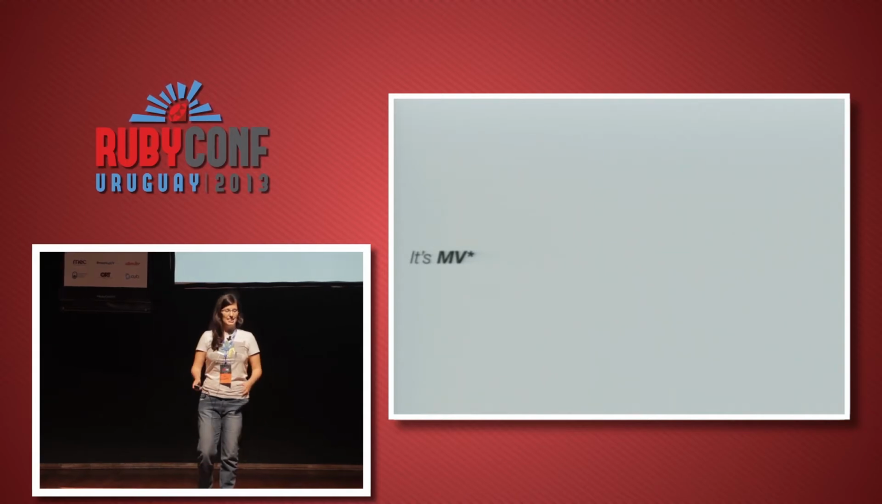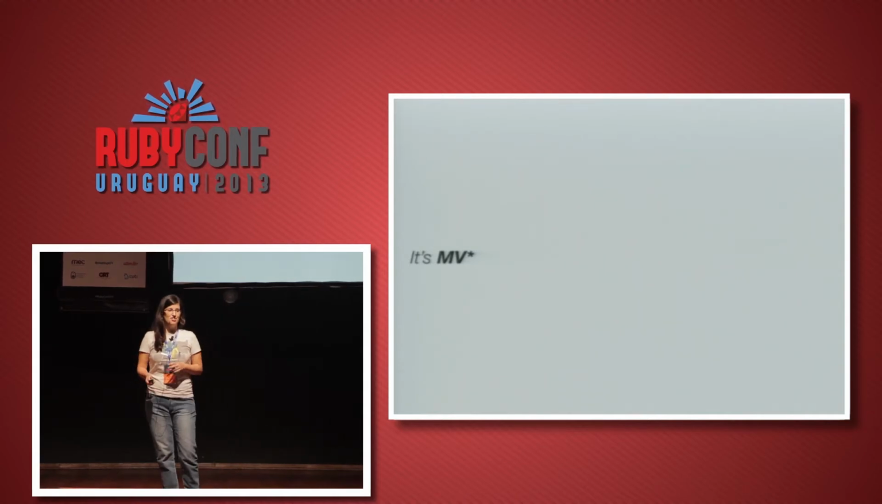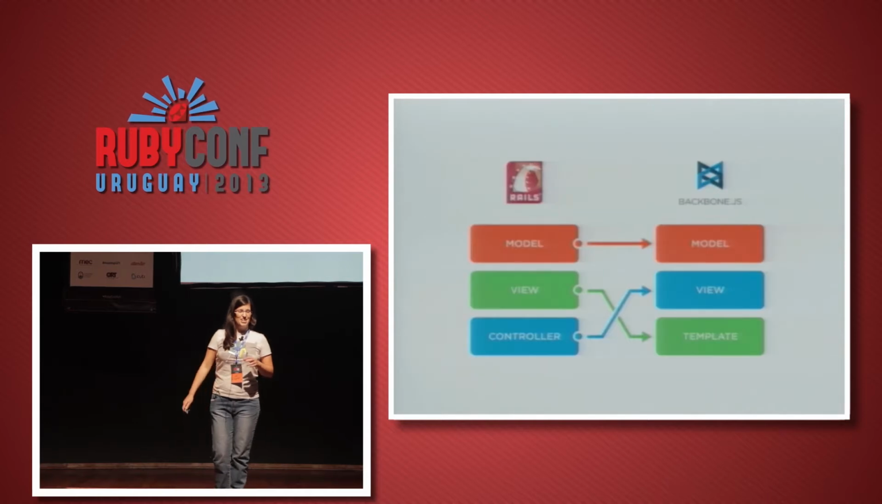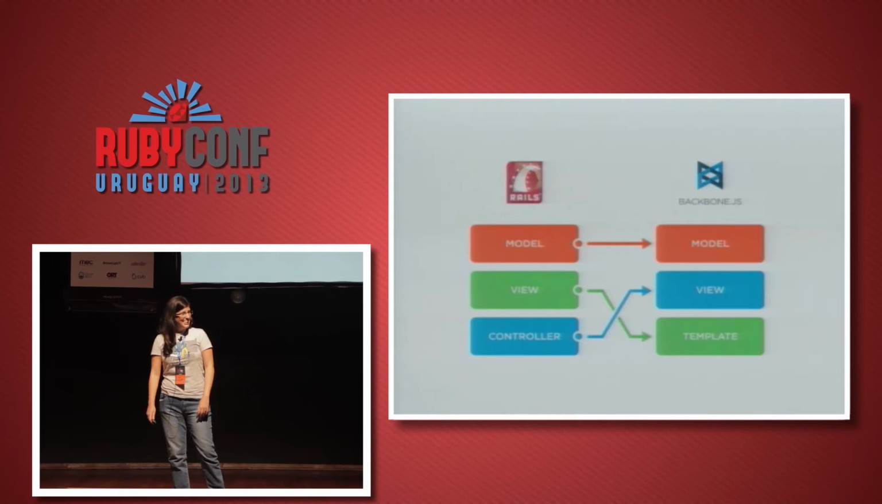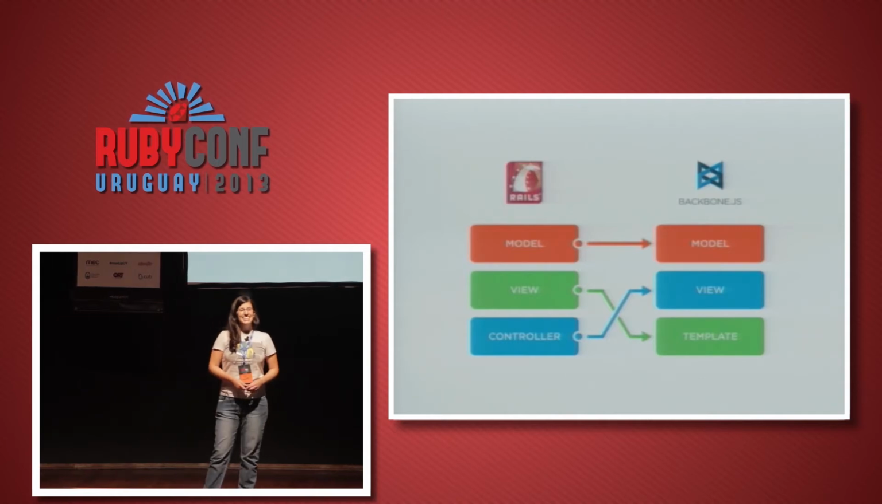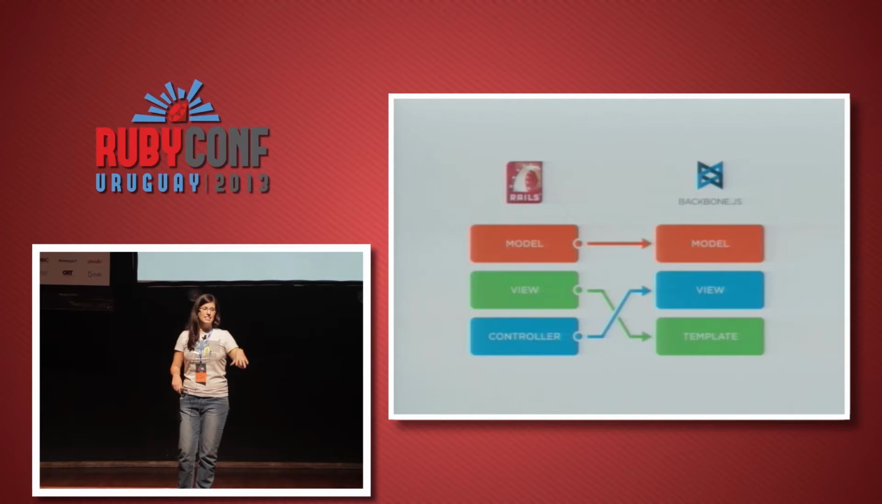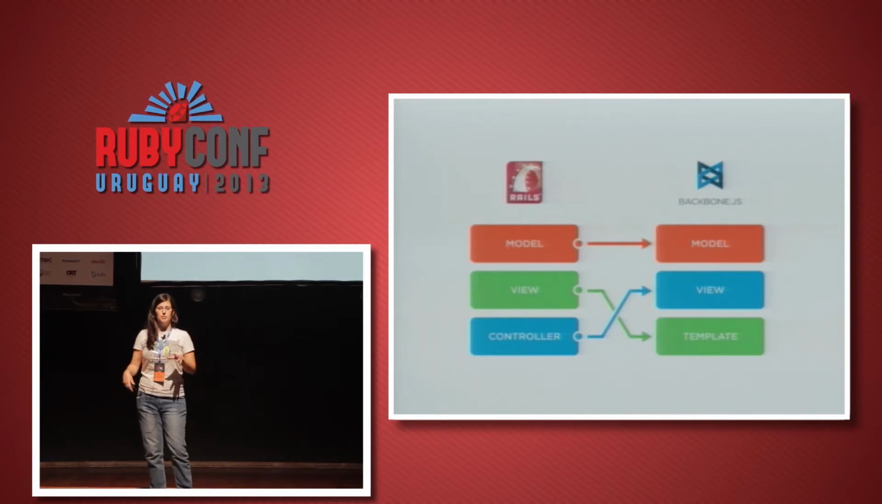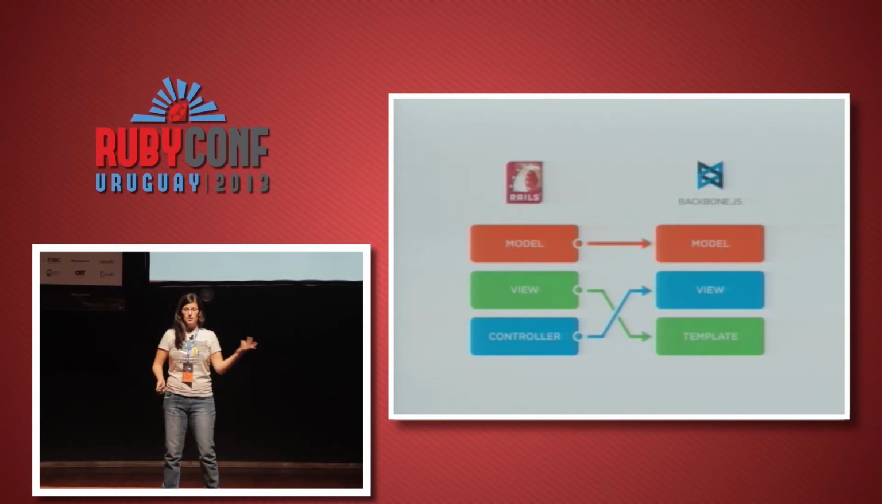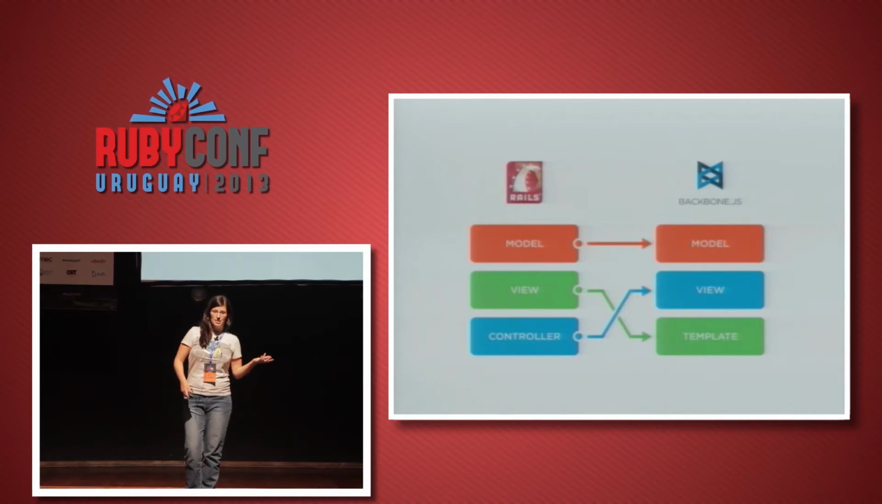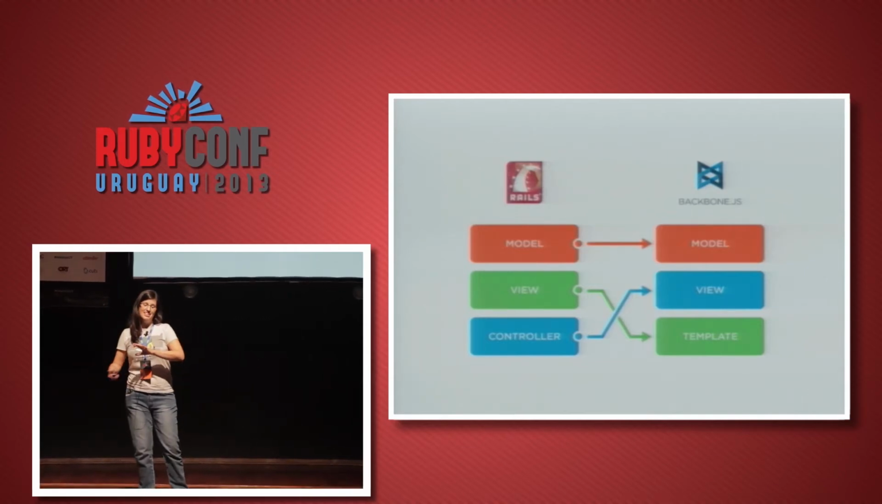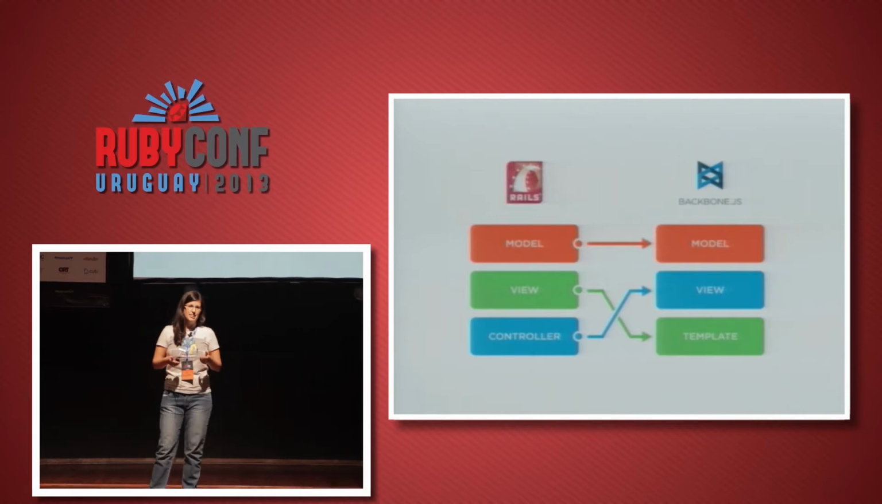And it is MV asterisk. This means that you have to be very careful with the terms. Because the problem is that it is not model view controller as we're used to from Rails. If Rails is model view controller, Backbone is model view template. Because Rails is for MVC in the server and Backbone is for MVT in the client.